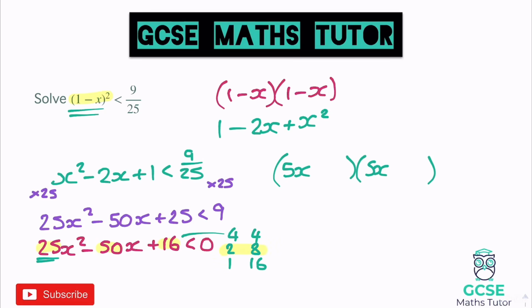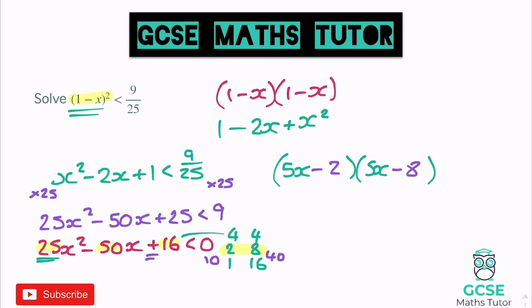Okay, as our factors are going to be doubled, rather than being 2 it will be 10, and rather than being 8 it will be 40, and we can definitely make negative 50 out of that. Now we've got a positive 16 at the end, so they both have to be negative in order to make negative 50. So we want minus 2 and minus 8.